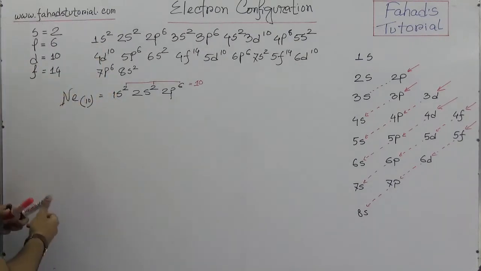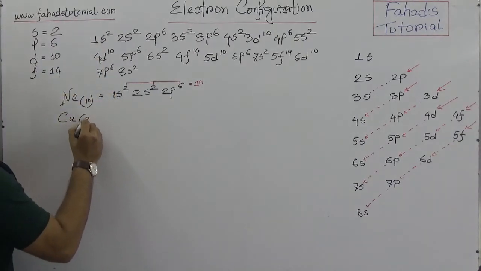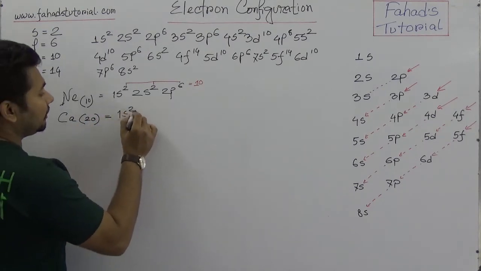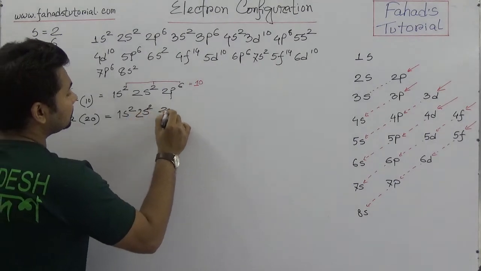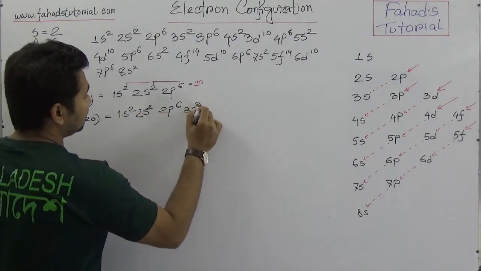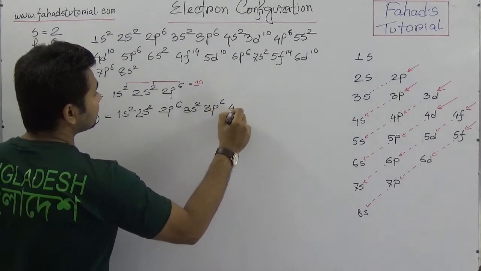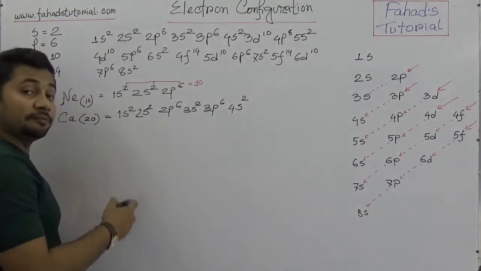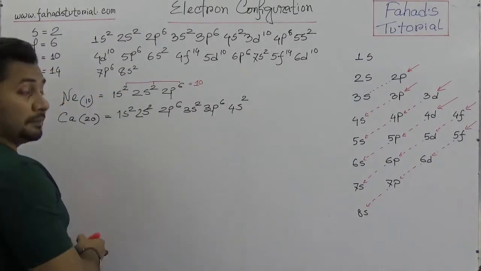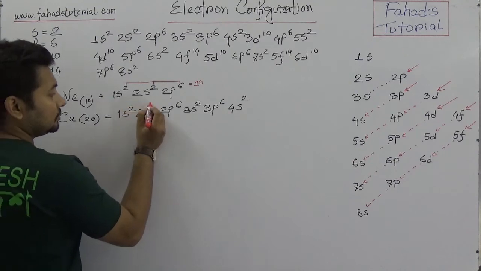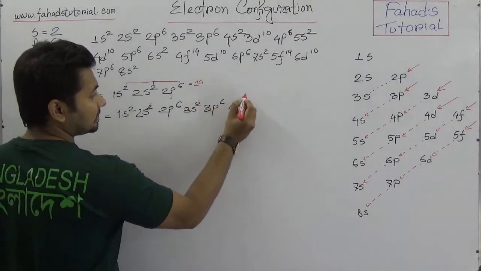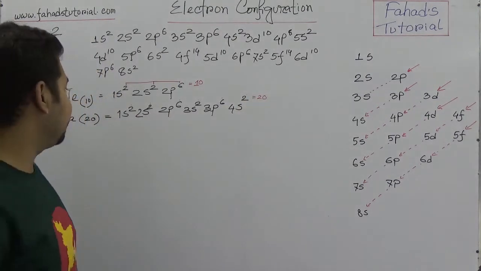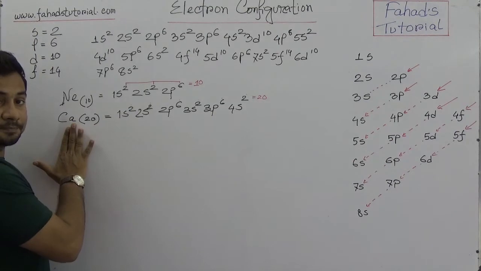If we go for calcium, calcium 20, then we'll have 1s2, 2s2, 2p6, 3s2, 3p6, and then 4s2. If we count the electrons in the orbitals, 2 plus 2 plus 6 plus 2 plus 6 plus 2, it's altogether 20. So we have the configuration of calcium.